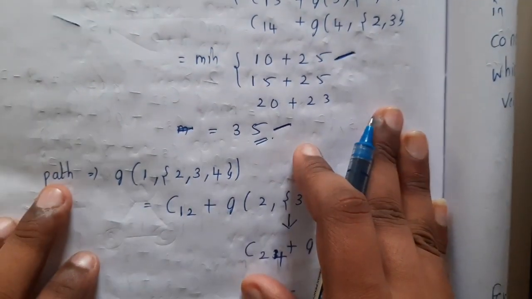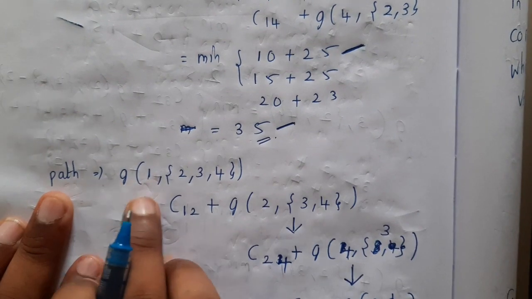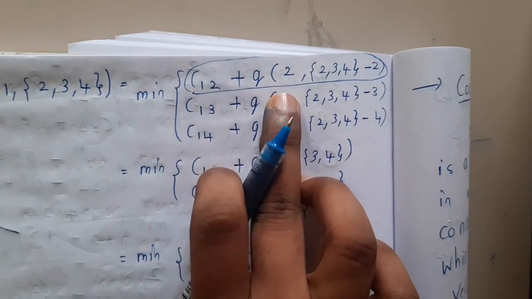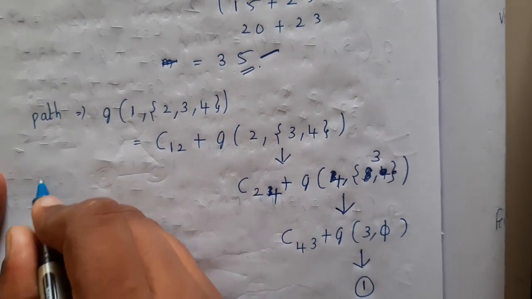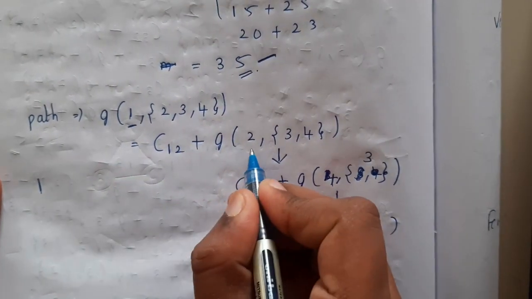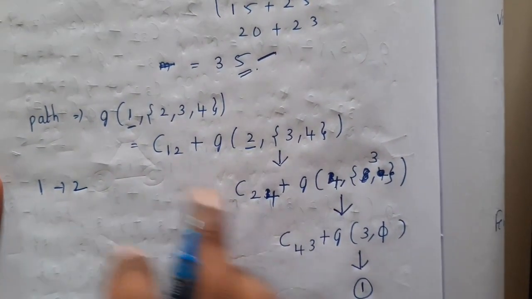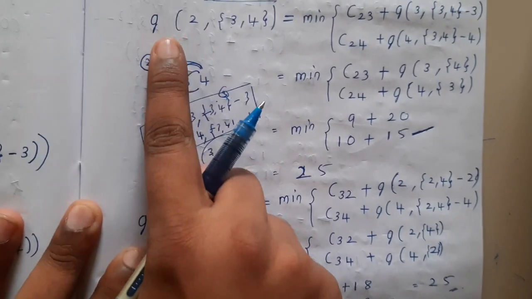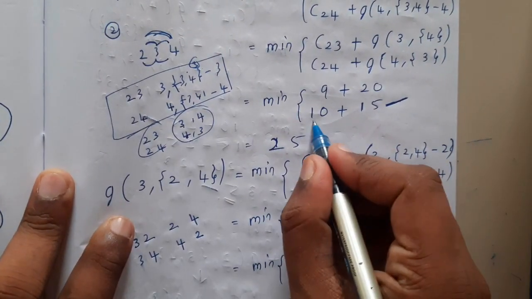Okay, so you can just assign that path, which is nothing but g of 1, 2, 3, 4. This is our final result which we need, which is nothing but c12 plus g of 2. So just write beside here somewhere: initially you need to select 1, after that you need to select 2 from g of 2, 3, 4. Search where it is, 2, 3, 4 here. What is the minimum thing? This is the minimum thing.